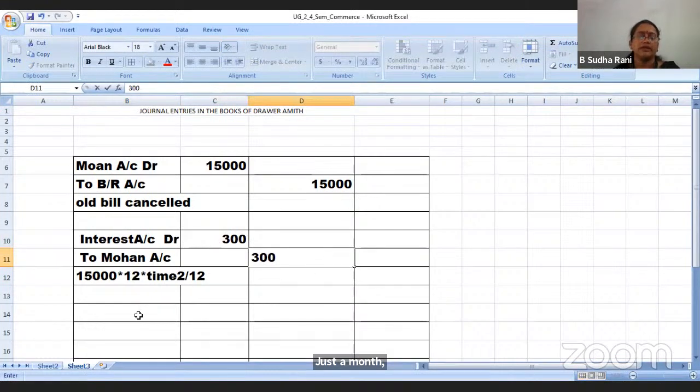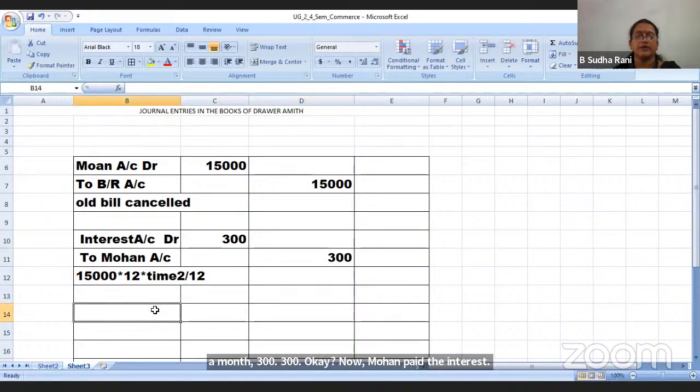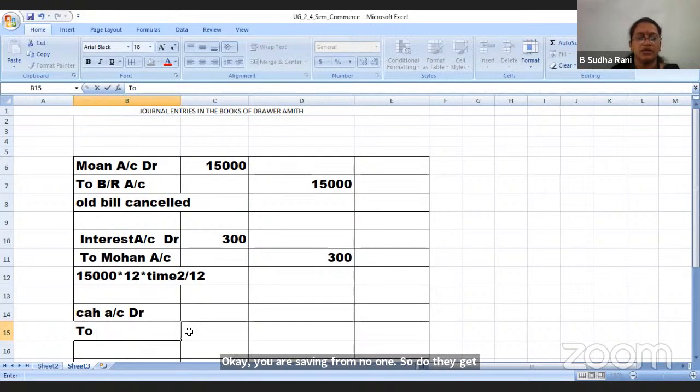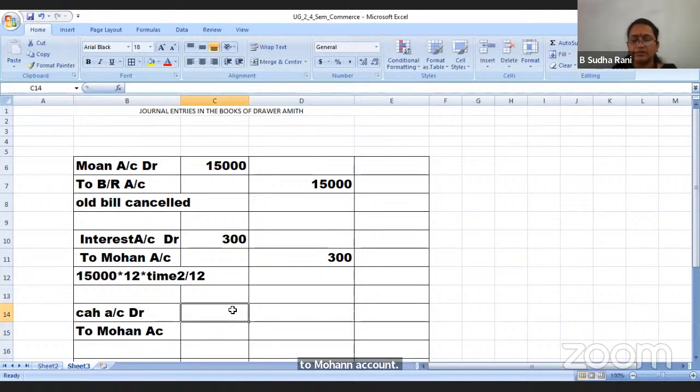Now Mohan paid the interest, so cash is coming in. Cash account debit to Mohan. You can write like this also. You are receiving from Mohan, so you can write to Mohan account. So 300.